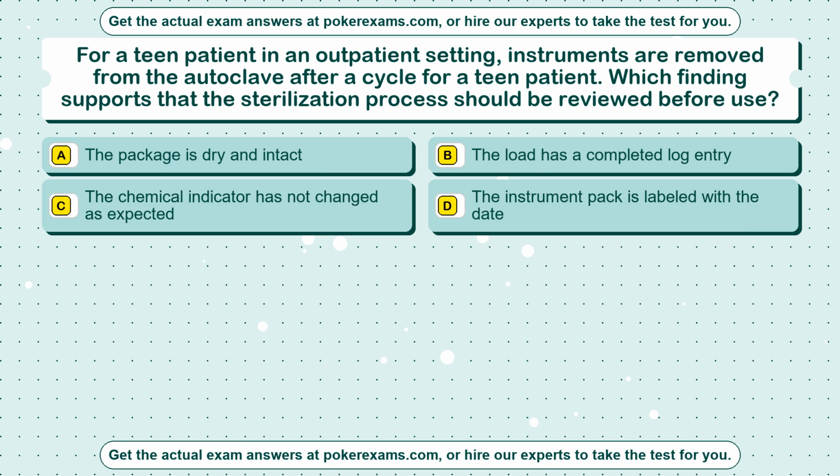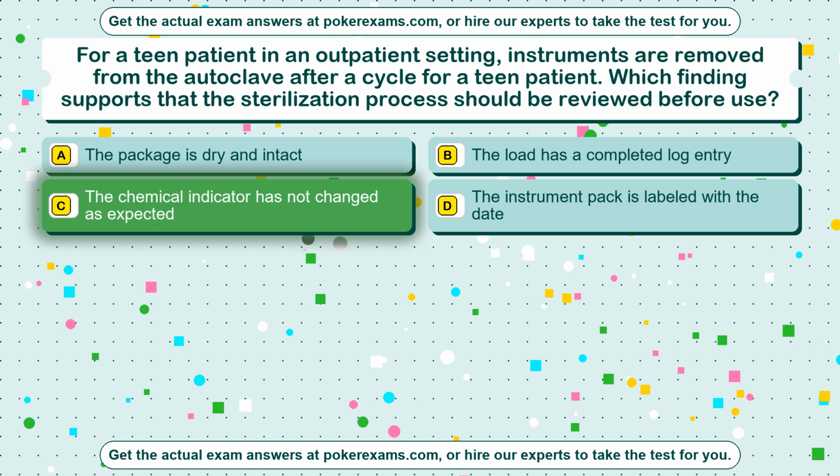Question 83. For a teen patient in an outpatient setting, instruments are removed from the autoclave after a cycle for a teen patient. Which finding supports that the sterilization process should be reviewed before use? Option A, the package is dry and intact. Option B, the load has a completed log entry. Option C, the chemical indicator has not changed as expected. Option D, the instrument pack is labeled with the date.